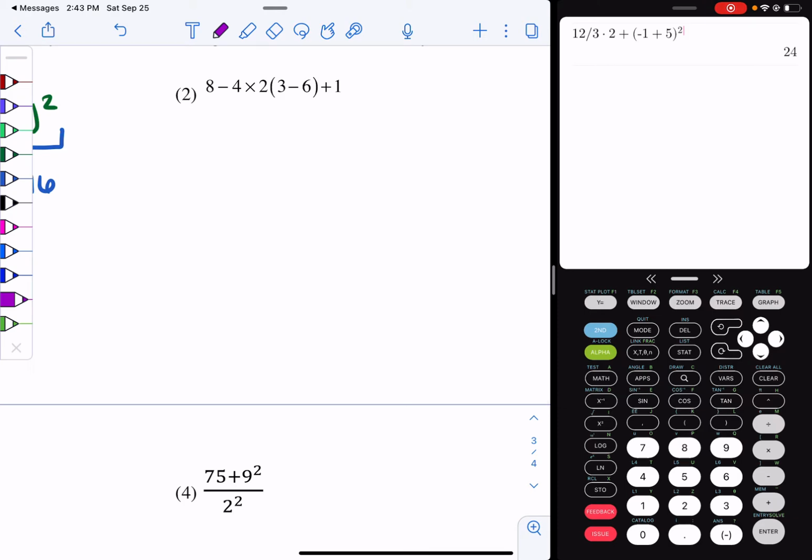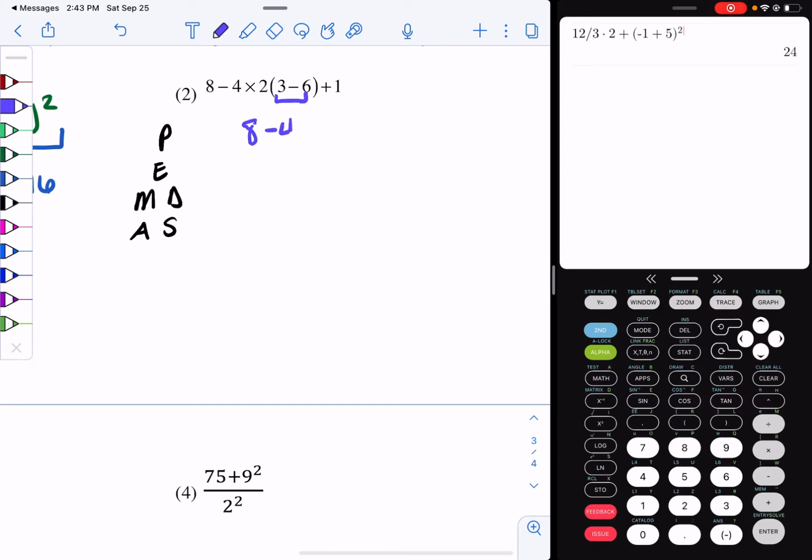If you're feeling comfortable with this, you can try to do some by yourself, but if you're a little stuck, just pay a little attention. I do my Pemdas. So I have 8 minus 4 times 2, 3 minus 6, plus 1. I have to ask myself, do I have parentheses? And I do. I've got parentheses right here. So I have to ask myself what 3 minus 6 is. 3 minus 6 is -3.